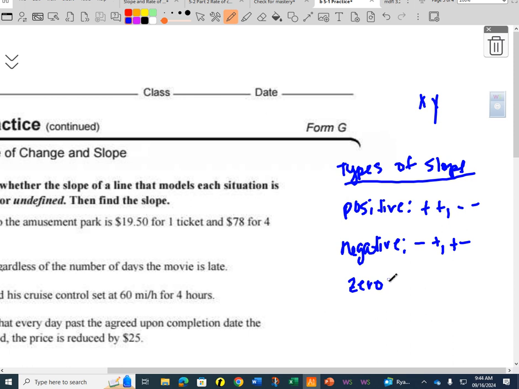A 0 slope: y is always the same. And undefined slope: x is always the same.